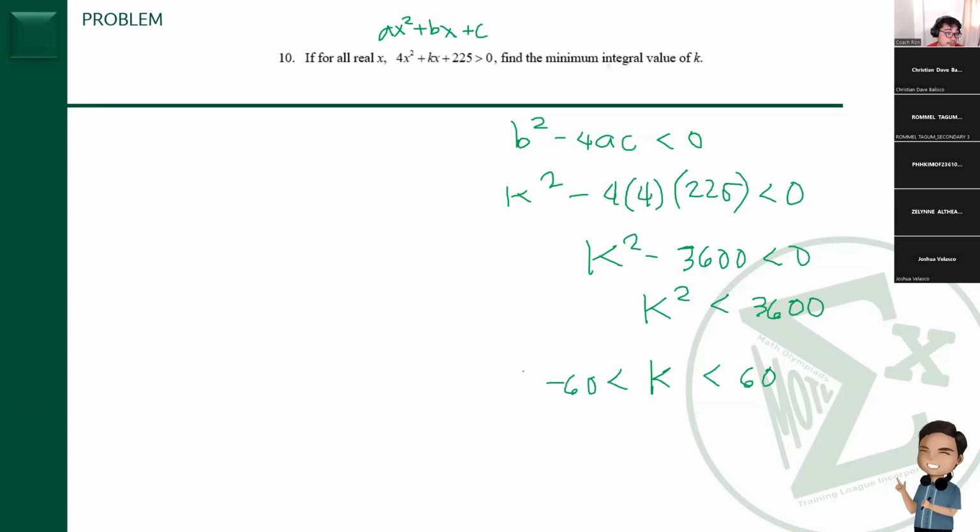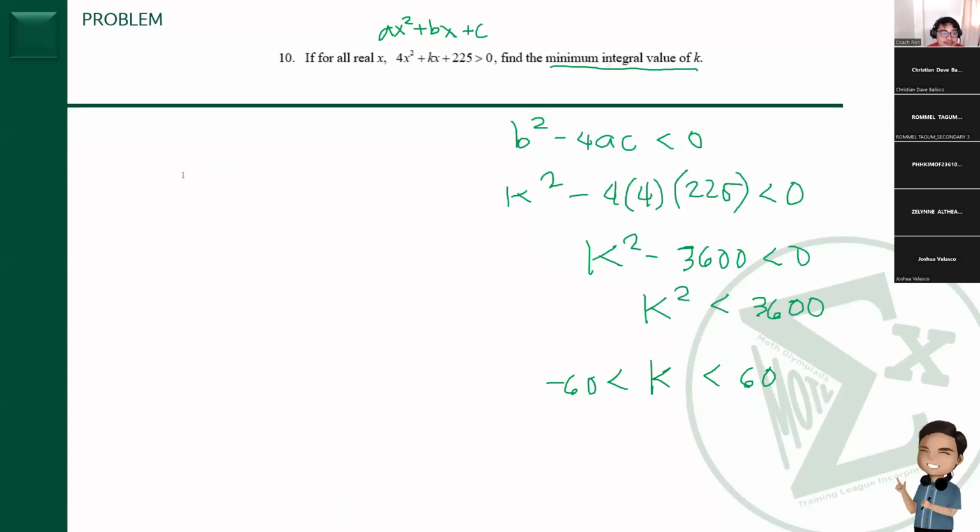Sir, why is it doubled? Because we took the square root. Because a square root can be positive or negative. We could have placed it in a positive there. So what's our final answer? The minimum integral value of k. It's in between 60 and negative 60, but is it inclusive or exclusive? Exclusive. So you don't include 60 and negative 60. It's greater than or less than, not greater than or equal to, and less than or equal to. So we're not gonna consider negative 60 there.